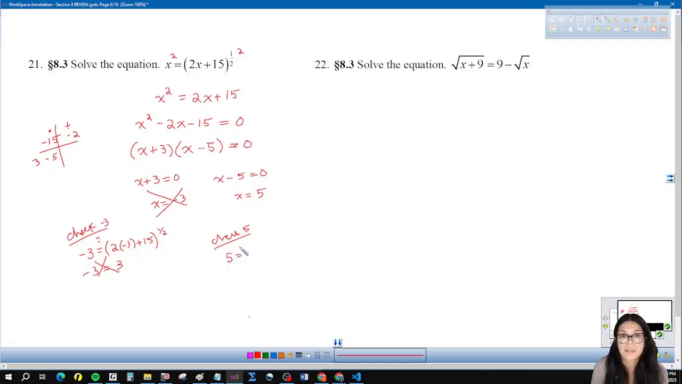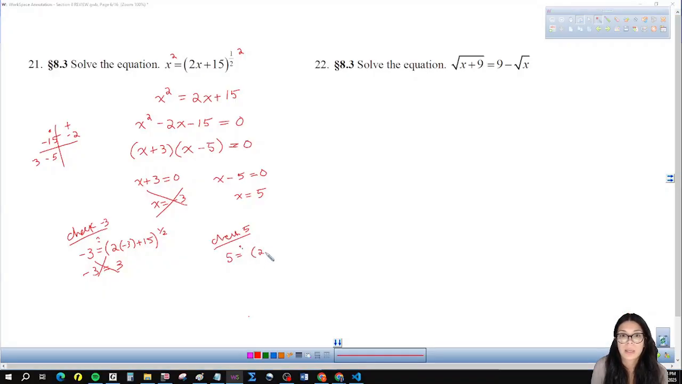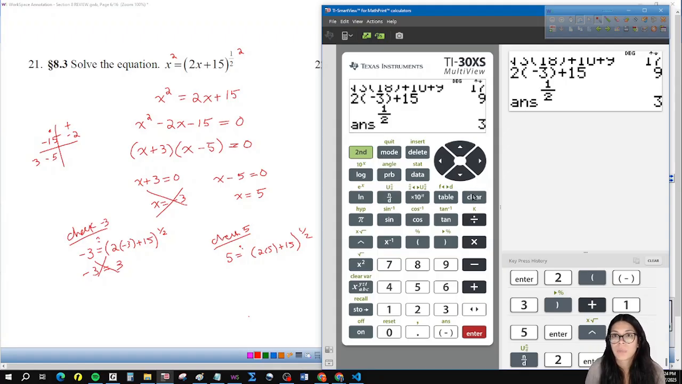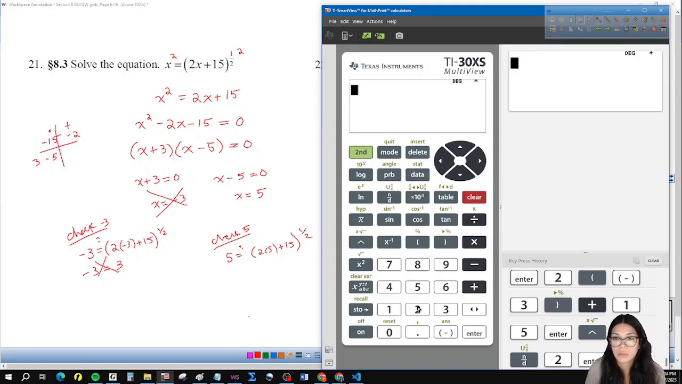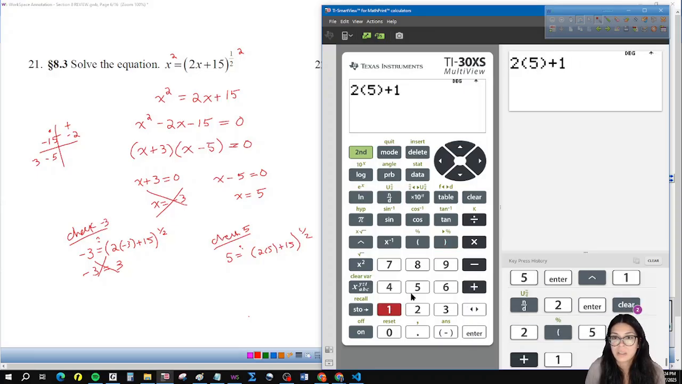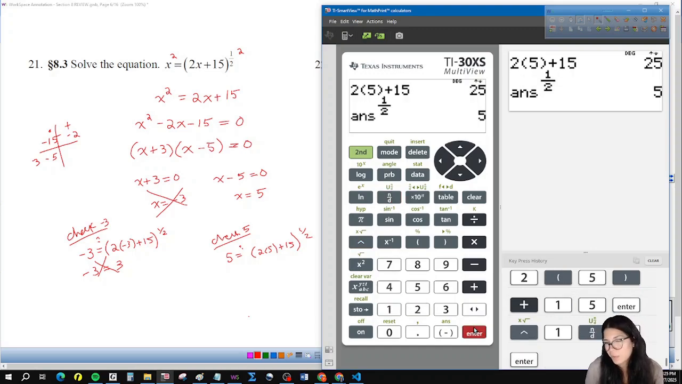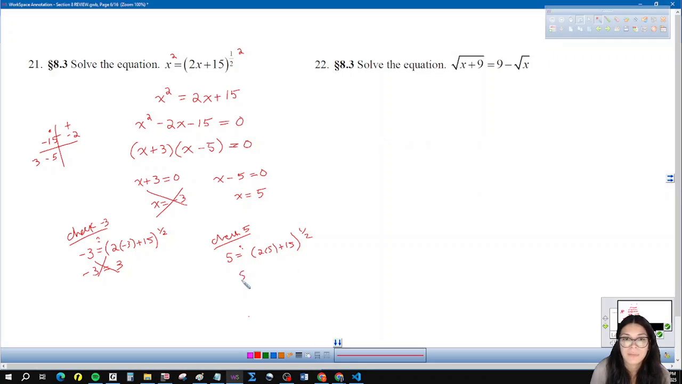So 5, does that equal 2 times 5 plus 15 to the power of 1/2? Again, I'm going to use the calculator. I can go ahead and plug in 2 times 5 plus 15, and that's 25 to the power of 1/2, which is the square root of 25, which is of course 5. 5 equals 5, yes, that works. And so our answer is x equals 5.